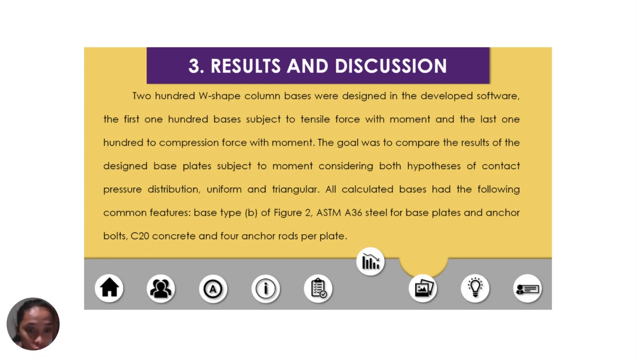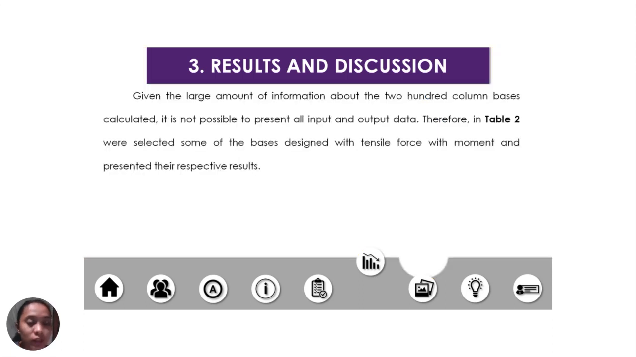Base type B, figure 2, ASTM A36 steel for base plates and anchor bolts, C20 concrete, and 4 anchor rods per plate. Given the large amount of information about the 200 column bases calculated, it is not possible to present all input and output data. Therefore, in Table 2, we selected some of the bases designed with tensile force with moment and presented their respective results.